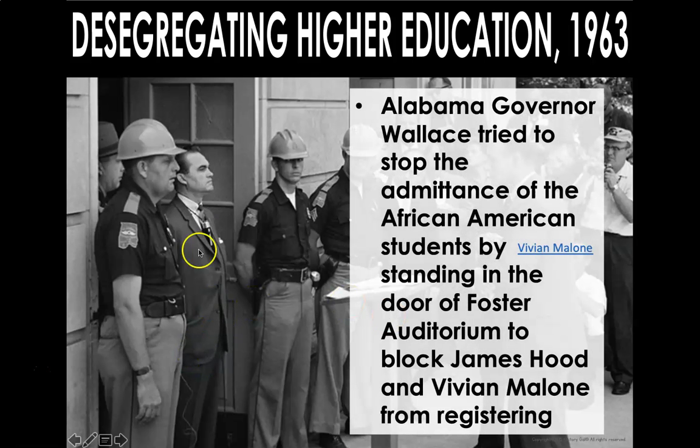So George Wallace is here. He was the Alabama governor at the time. He tried to stop the admittance of the African American students by standing in the door of Foster Auditorium because he wanted to block those students from registering to attend classes.